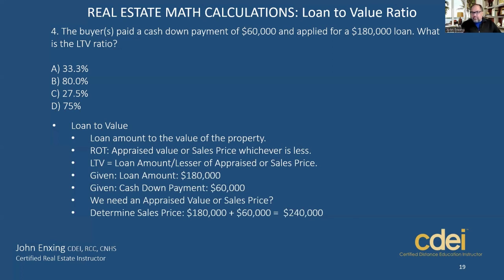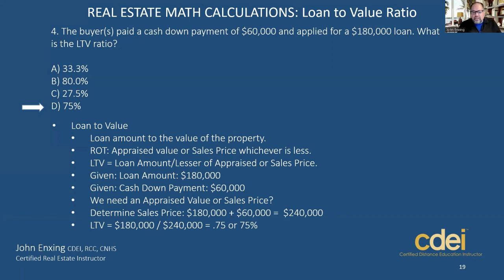So now that I've got the price of the home, which is $240,000, I can make my calculation. Loan amount to the value of the home, $180,000 divided by $240,000, 75% LTV. Okay, 75% LTV. So don't go off just pulling numbers out. Again, you got to slow down on these types of math problems.